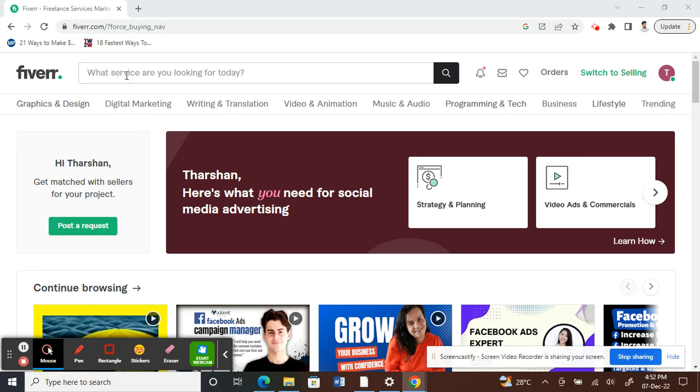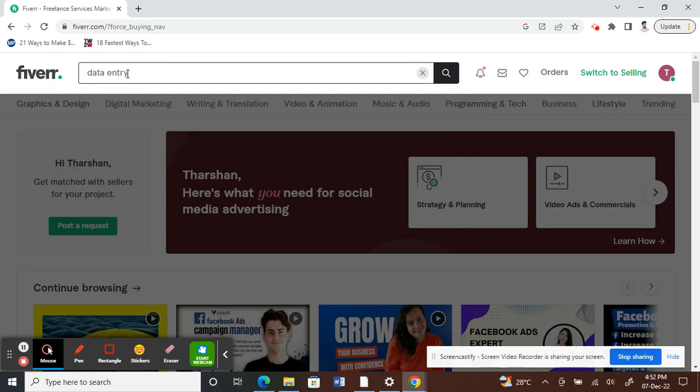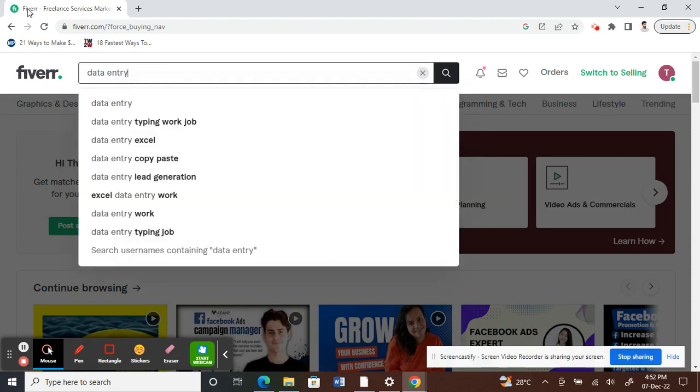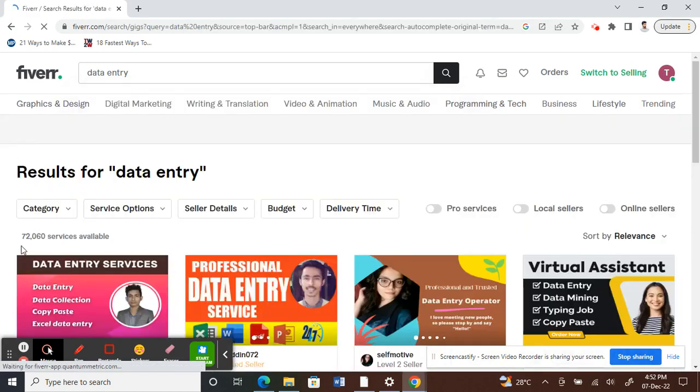When I say low competition keywords, I mean look for low competition keywords or tags that are relevant to your gig. For example, my gig is data entry. Just for demo purposes, I'm using data entry. When I search for data entry here, I can see there are 72,060 services available, which is pretty high. So the chance of my gig being discovered among these 72,000 is very low.